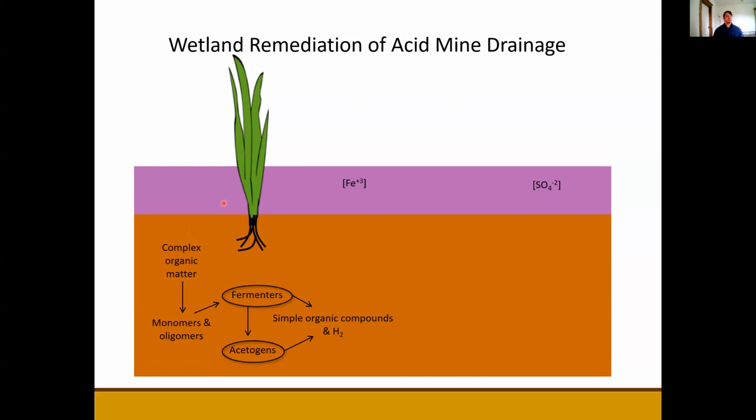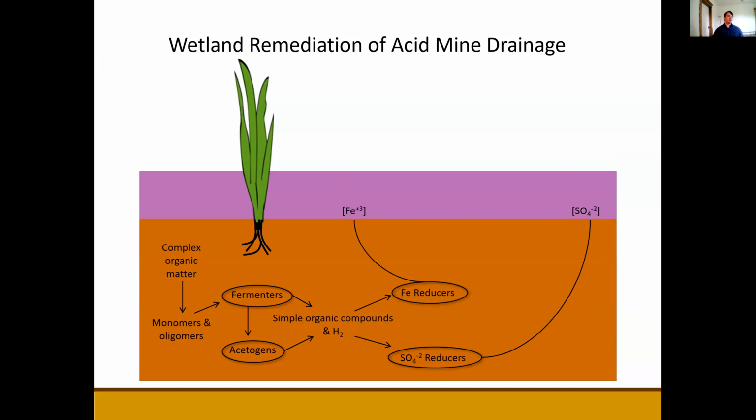Okay, so first, again, we will start with your complex organic matter. These wetlands are typically rich in complex organic matter, and firstly, you will have your monomers and oligomers here, and they are released when the complex soil organic matter is utilized by fermenting organisms, and this will release simple organic compounds such as waste. So here you have simple organic compounds that are expelled as waste from fermenters and from the acetogens.